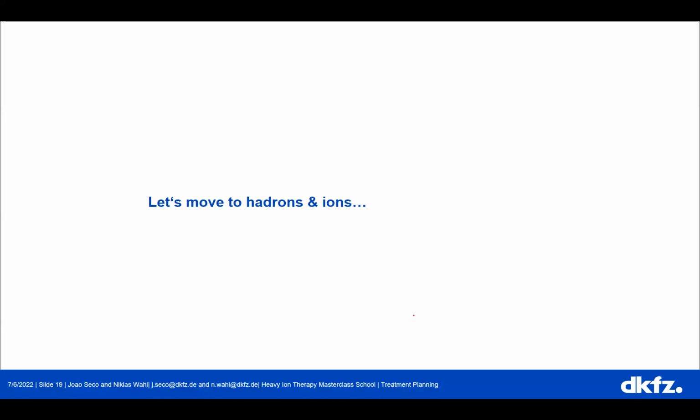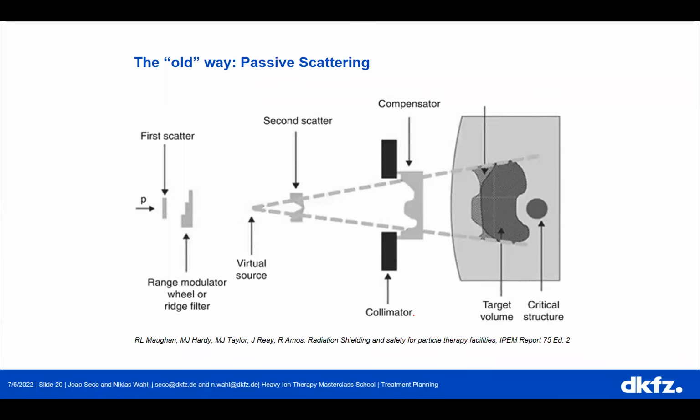So let's do it. Let's move now into hadrons and ions. The idea is the same. Before we start with intensity modulated particle therapy, I want to just mention the old style of planning. And the old style of planning used to use passive scattering. And the passive scattering, you have a collimator and a compensator. And these two things combined allow you to control very well the distal part of your depth dose. So this distal part was really well controlled, but you don't control the proximal part.